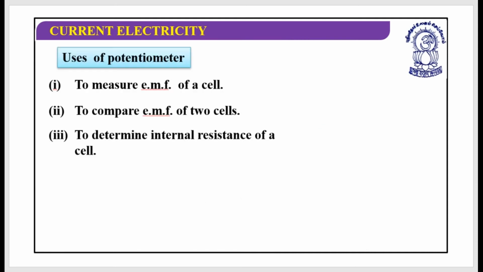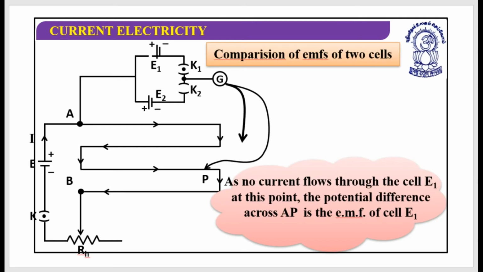Now let's look at the use of potentiometer. First, to measure the EMF of a cell. Second, to compare the EMF of two cells. And third, and very important, to determine the internal resistance of a cell. So let's look at each application one by one, how we are going to use it.